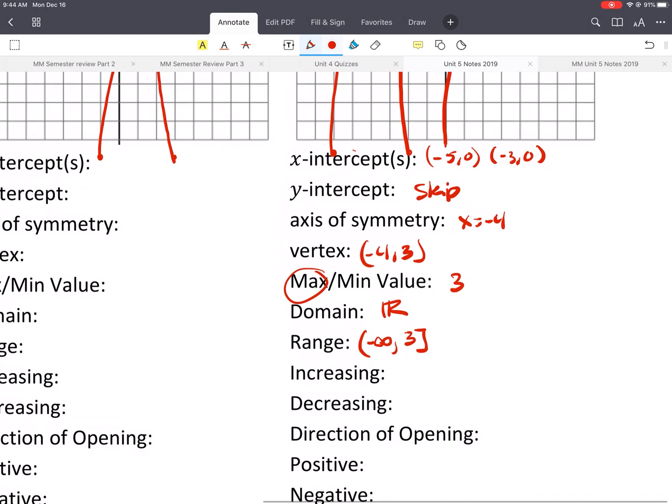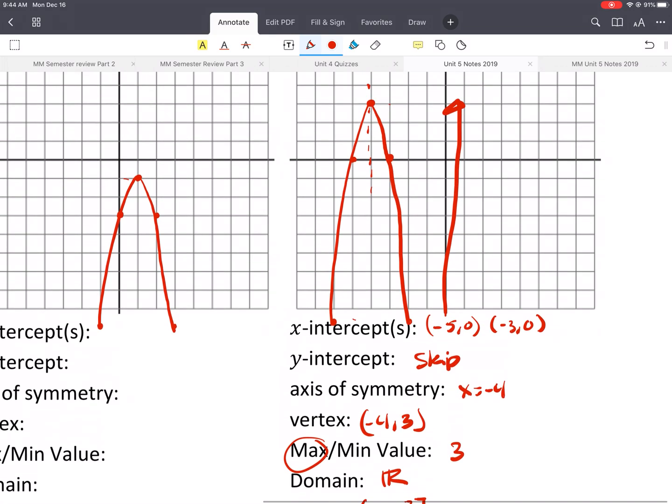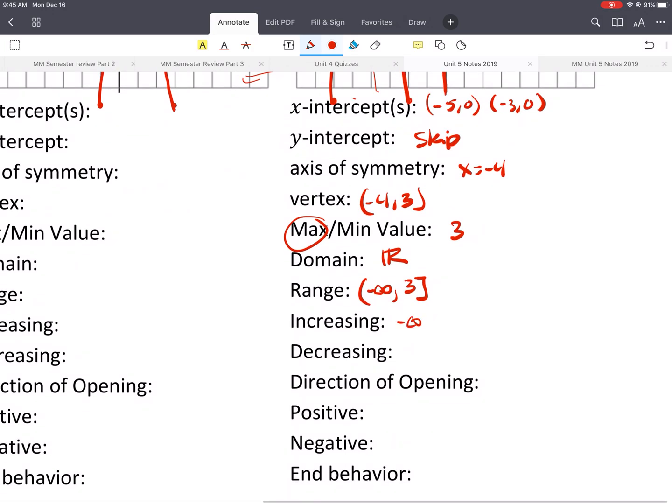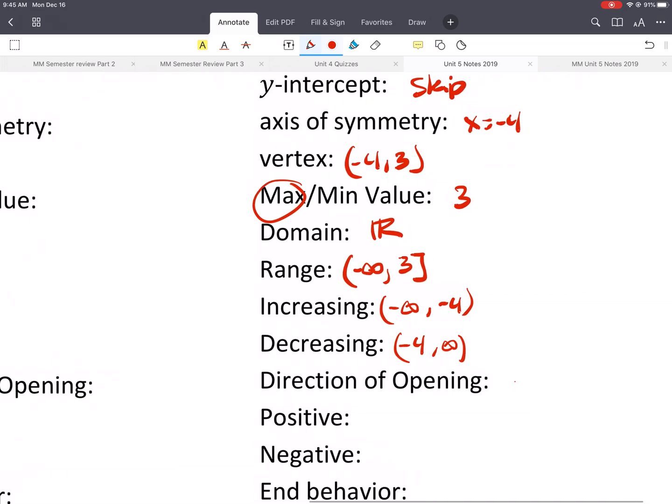Increasing, where the slope is positive, starts at negative infinity and goes all the way to the axis of symmetry. Like if you're climbing a mountain, it's increasing. You're getting higher. So negative infinity to -4. And decreasing goes from -4 to infinity. Direction of opening is concave down.